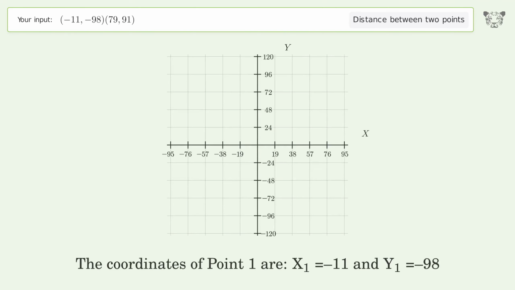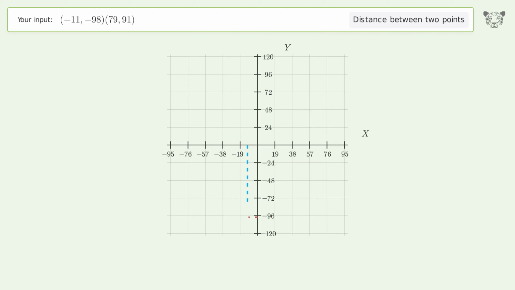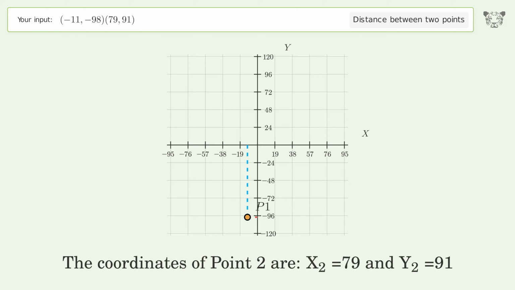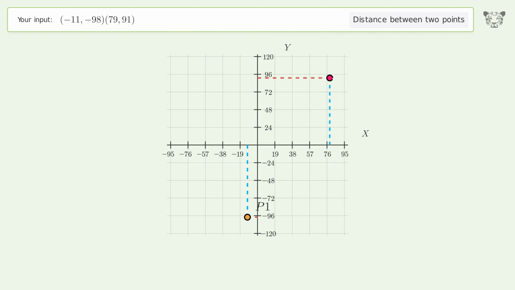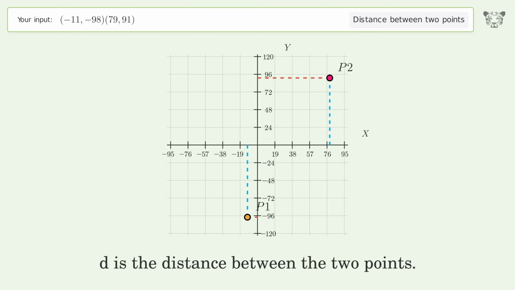The coordinates of point 1 are, x1 equals -11 and y1 equals -98. The coordinates of point 2 are, x2 equals 79 and y2 equals 91. D is the distance between the 2 points.